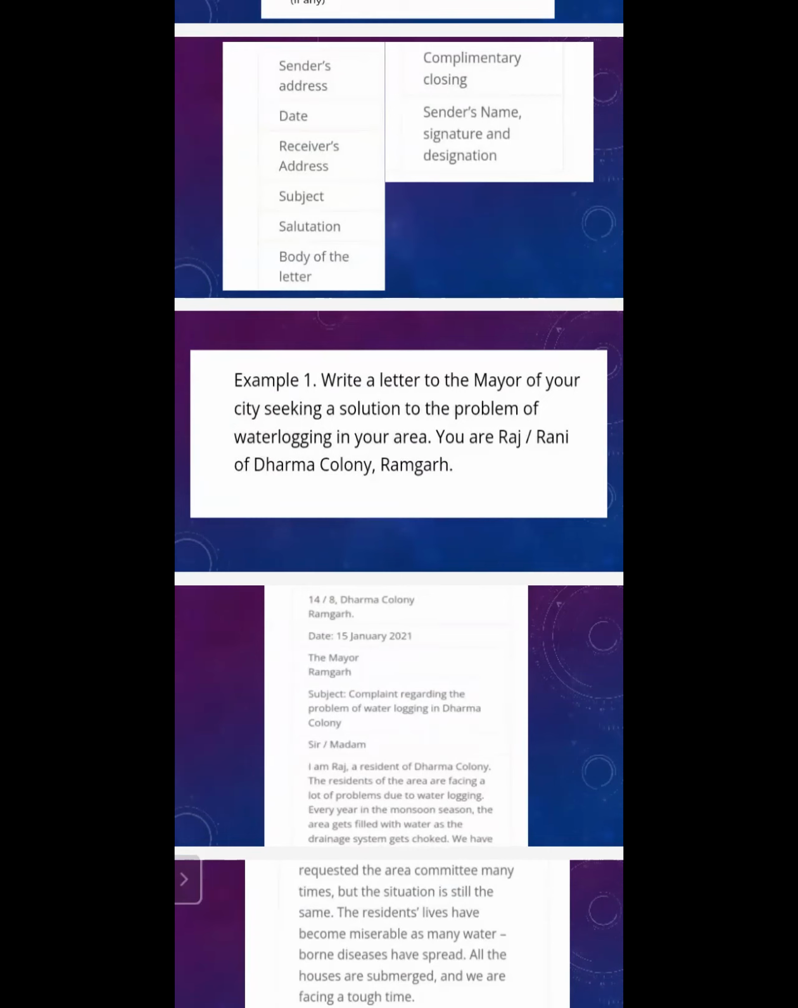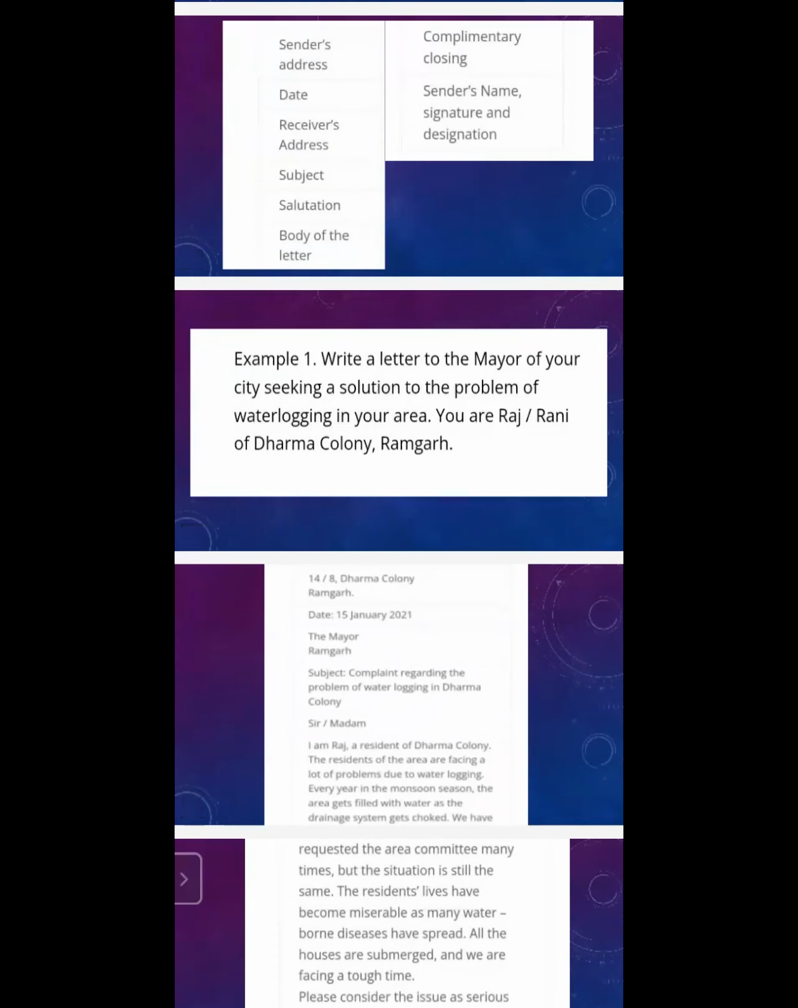In this format, you have to write the letter. First will be the sender's address, meaning your address. Then there will be the date. Then the address of the person to whom you are writing the letter. Then in one line the subject, then salutation, meaning respected sir or madam. Then the main body of the letter, the matter, which should be in three paragraphs.